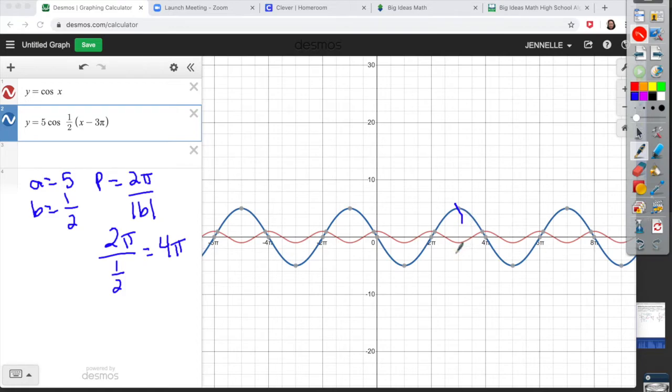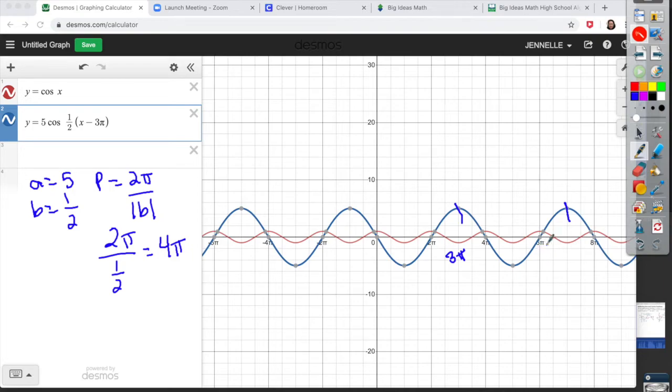Okay, so my first maximum is here at 3 pi. All right, so let's do one cycle. We're going to go down here to the minimum through the midline, back up through the midline, back up to the maximum. So for cosine, that is going to be one period.